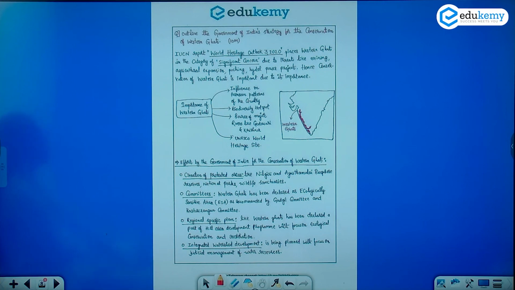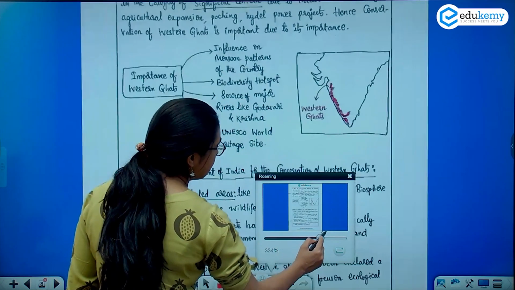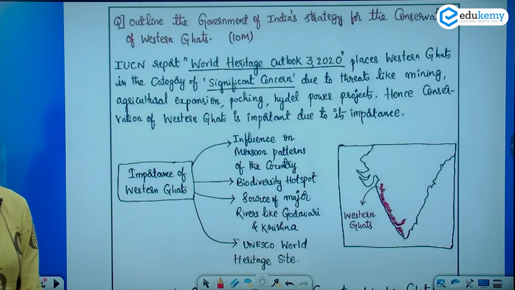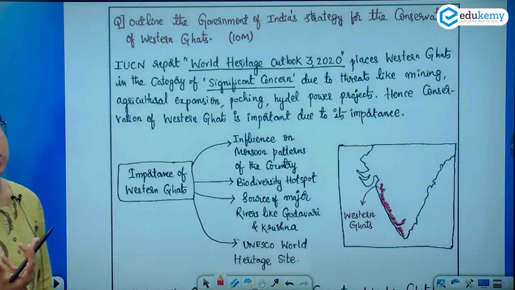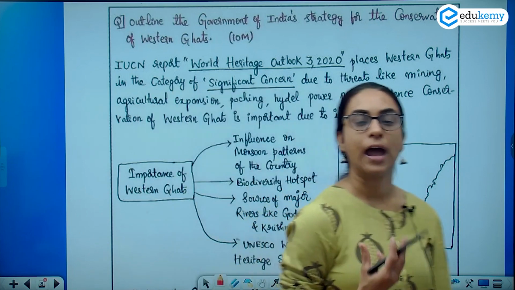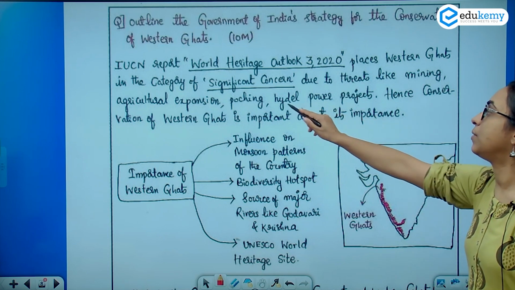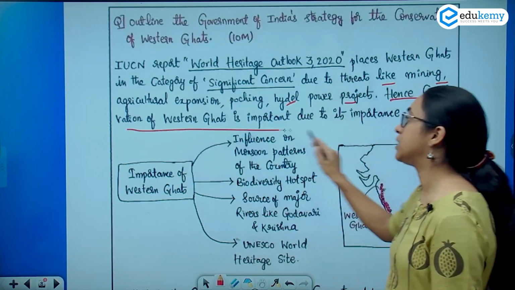Now, discussing the model answer with you, discussing what could you have done better. So this answer, that is outline the strategy of the government of India for the conservation of the Western Ghat. The introduction has been kept same. The introduction is yes, the World Heritage Outlook Report by IUCN qualifies it to be of significant concern, and there are many threats, like this. Hence, the conservation of Western Ghat is important.